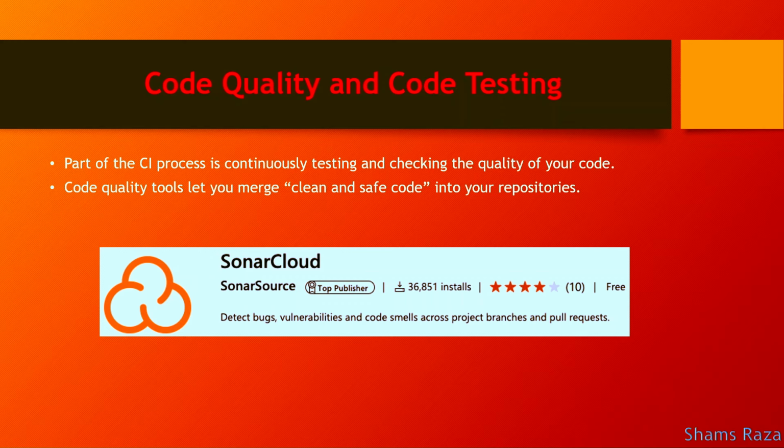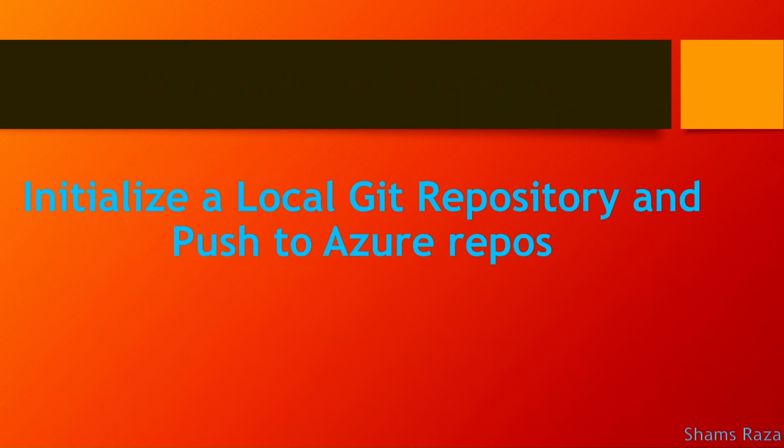Going further, we will be starting our lab. We already discussed all the stages of the lab. So we will start with initializing a local Git repo and pushing that to the Azure repo. So let's do that.